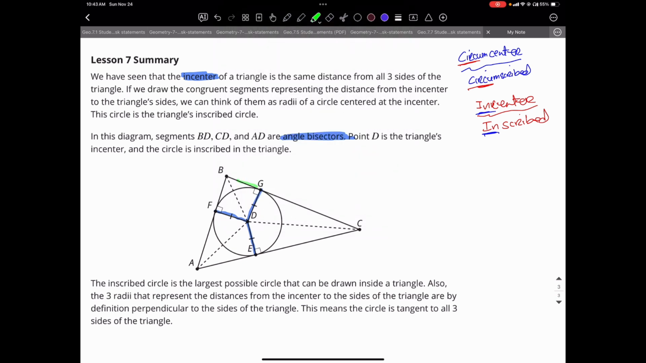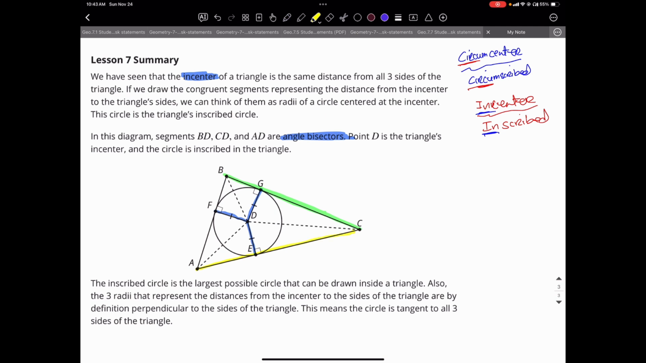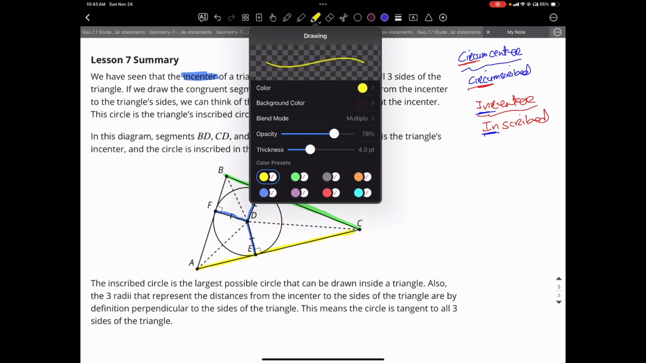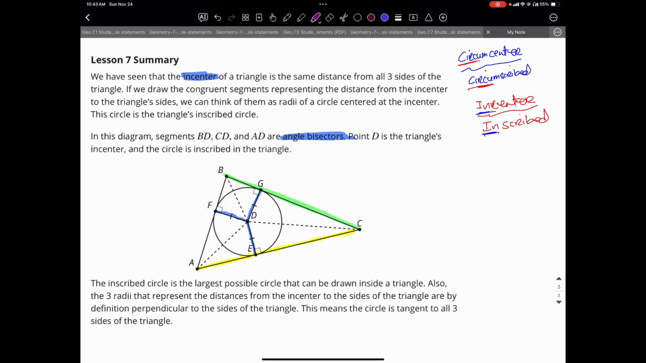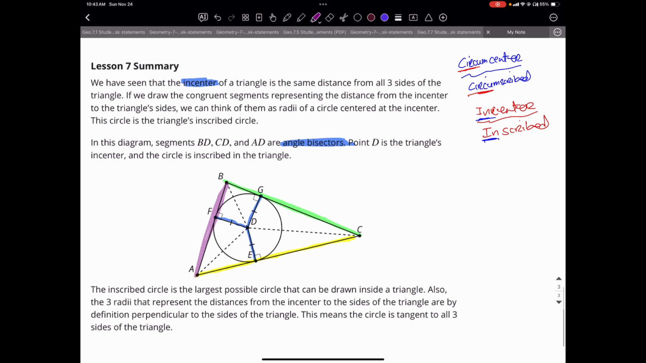These sides of the triangle are all tangent lines to that circle. So essentially what you're looking at is a triangle formed by three tangent lines to that circle. All right, I know that's a lot of information to cover in one video. This is just the notes, just going over everything.